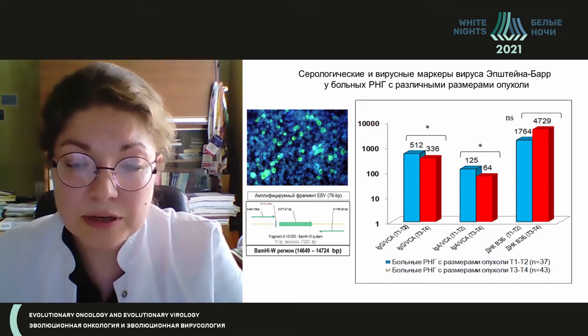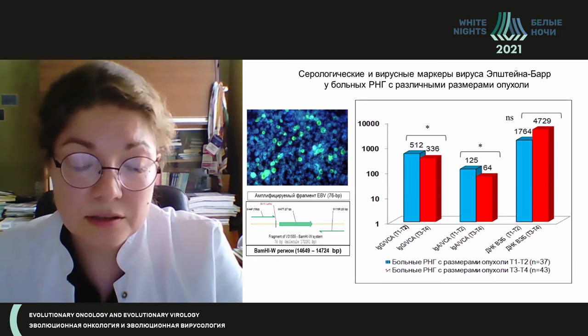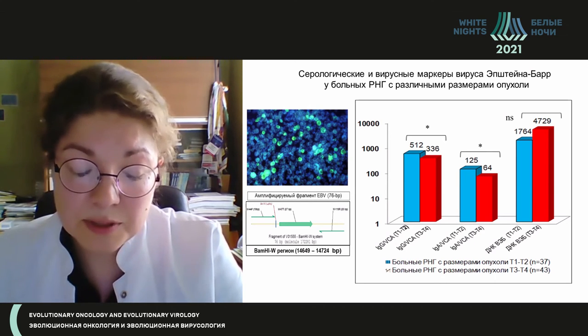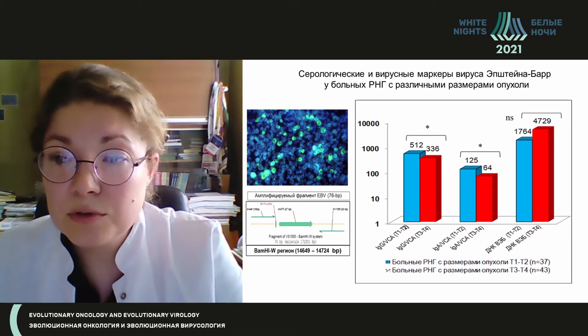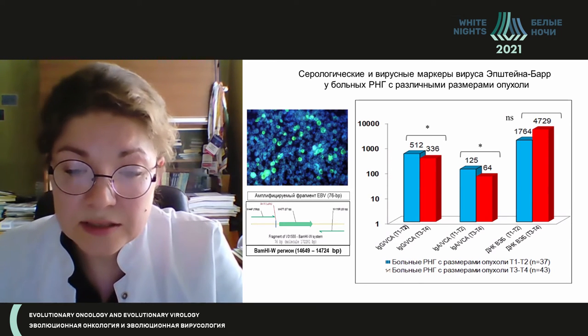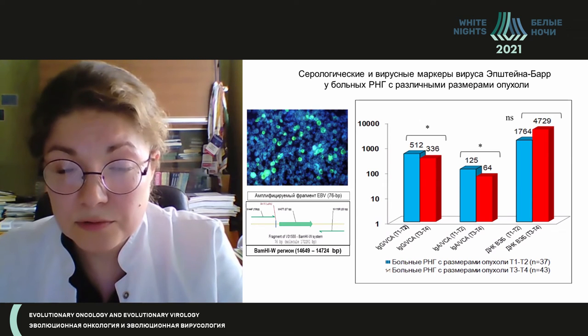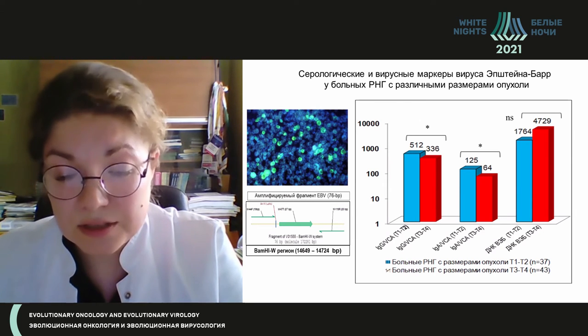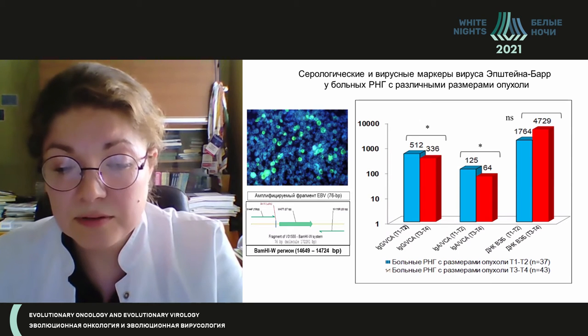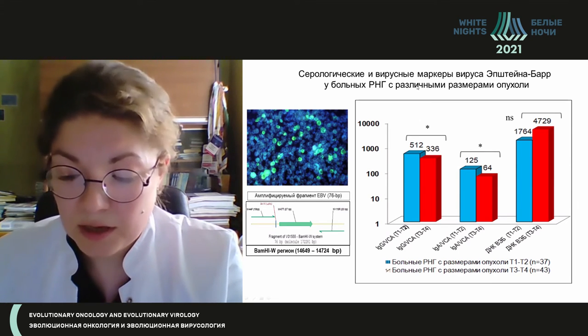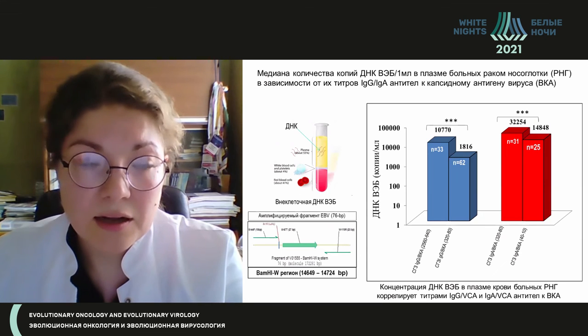And that's why, along with the determination of anti-EBV antibody titers, we also test for EBV DNA in the plasma of such patients. On this slide you can see a comparative analysis of serological and viral markers of EBV in nasopharyngeal cancer patients with different tumor size and different disease stages, but we haven't found any statistically significant differences.